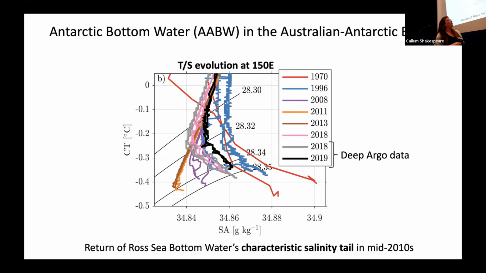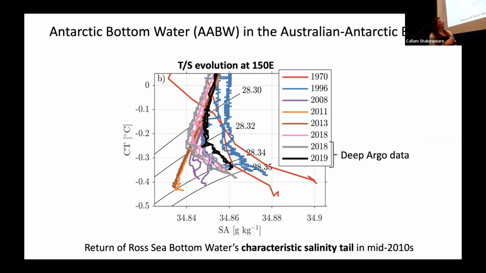And then in 2018, there was a strong rebound in the salinity of that dense bottom water. So this kind of pink line there, you can see the rebound of that characteristic salinity tail. And I will use that later in the talk to infer pathways of the two different bottom water sources, or flavors of bottom water. And then in 2018, a pilot array of these deep Argo floats was deployed.